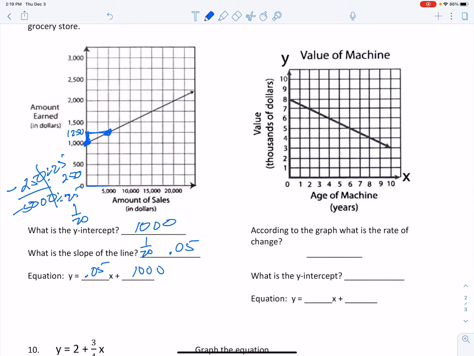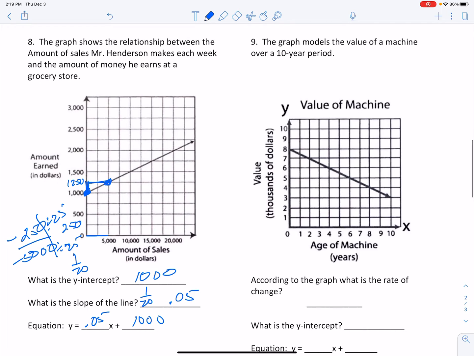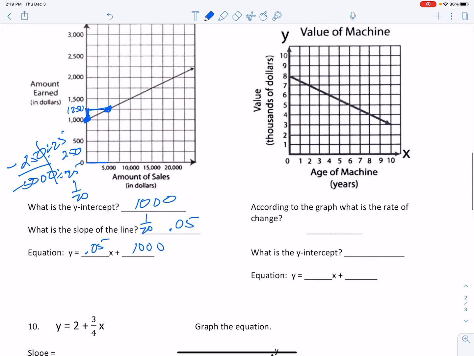Now in number 9, I'm doing the same thing. This one says the graph models the value of a machine over a 10-year period. According to the graph, what is the rate of change? The rate of change, again, is just the slope. So I pick 2 good points. Here's a good point. Here's a good point. And I go down. That down right there goes down 1. So that's -1. And then it runs 2. So one thing I could have is -1/2 or -0.5.